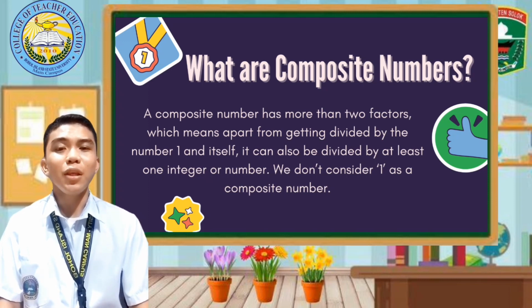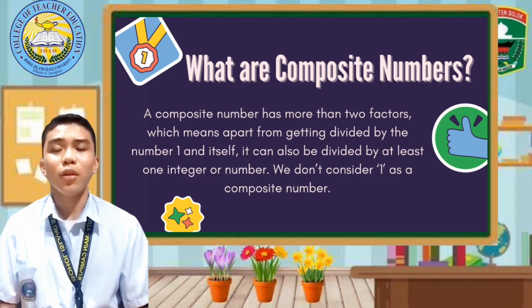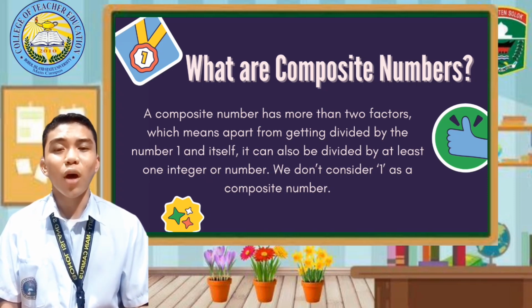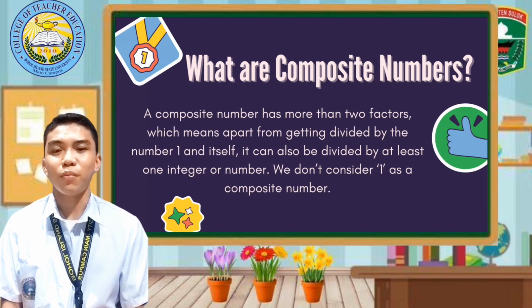So, the number 100 is a composite number. We also don't consider 1 as a composite number, and it is not considered a prime number either. Thus, 1 is just a natural number. It's neither a composite number nor a prime number.